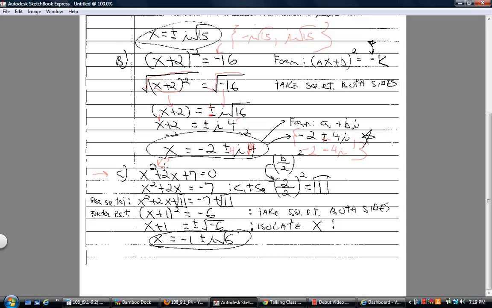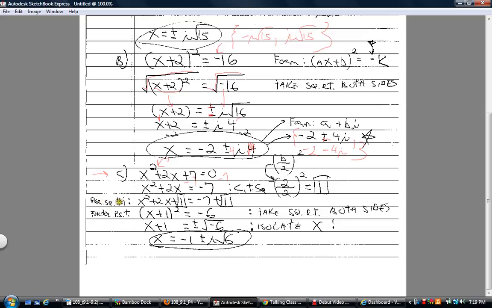Okay, so you look at that, and here's a case where you might say, why don't I go ahead and use reverse FOIL? You would try to do that, but you'll have a hard time coming up with factors that make it work. So we've got to use the complete the square concept. We're going to subtract 7 on both sides so we can match the form. Now you've got the x squared and the x on the left-hand side, the constant on the right-hand side. You're doing good. Now complete the square.